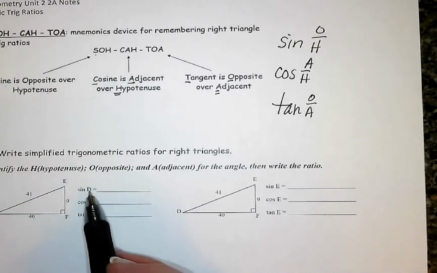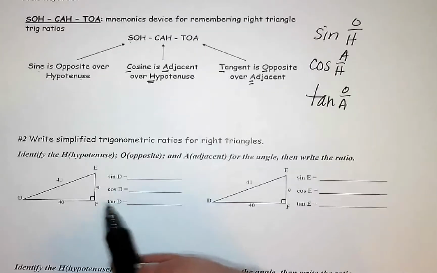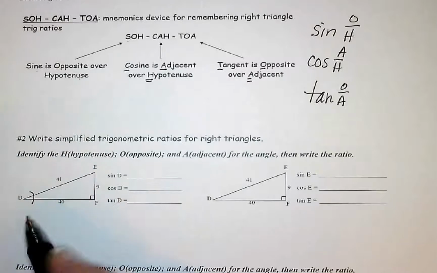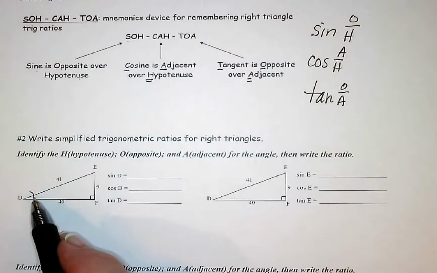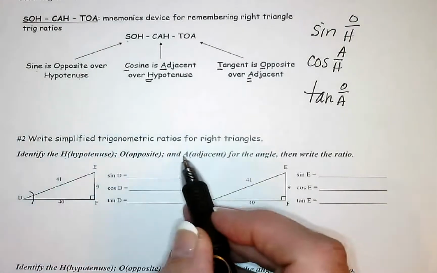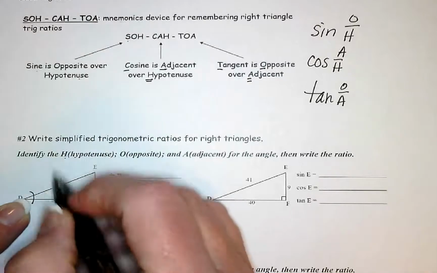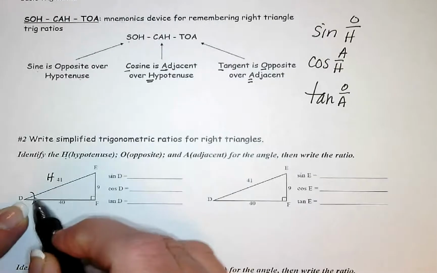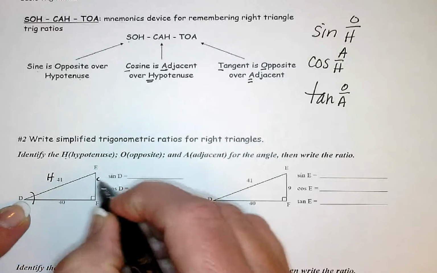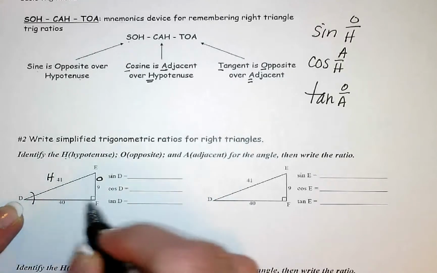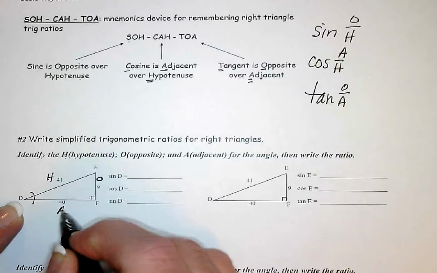They're asking me in this first one to look at angle D. Angle D is this little acute one down here, so I'm going to base everything off of that angle. I'm going to label H, O, and A based on this angle. H is the hypotenuse, opposite 90. Opposite that angle, going across that leg over here, is the opposite, which is 9. And that leaves the leg that's right next to it, or adjoined to it. That is the adjacent leg.